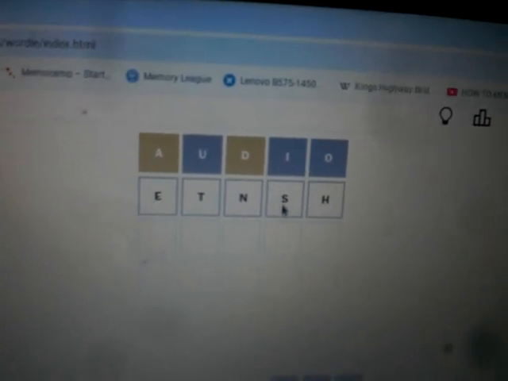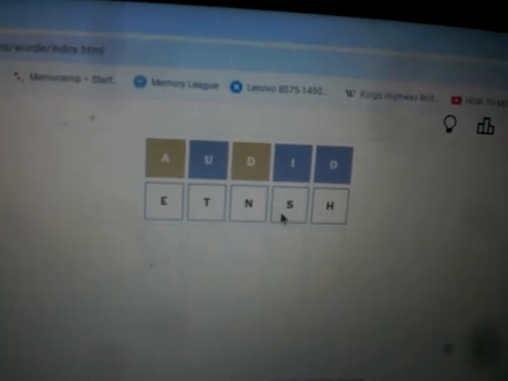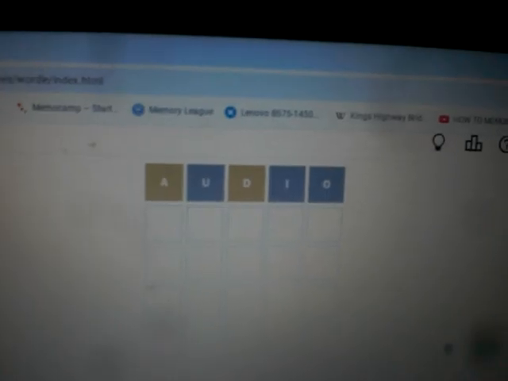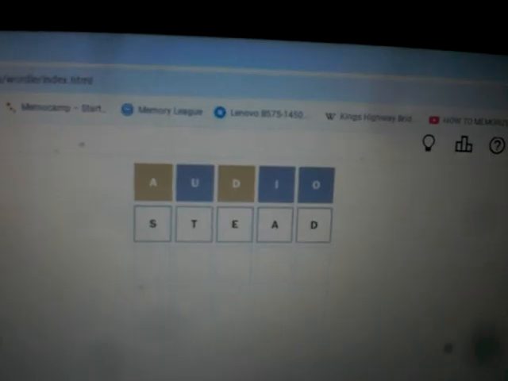S-T-E-A-D. We get 3. See what we're doing? We get 3 of the 5 most common letters in the English language except for the N. So that's about as good as it gets playing the data analytics, playing the numbers. I don't just take wild guesses.